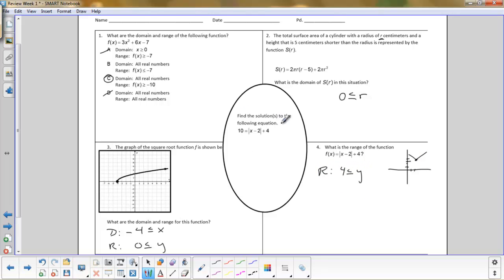Find the solution or solutions to the following equation. Make sure that you understand that absolute value always has 2 solutions, and you only begin finding those 2 solutions after you've isolated the absolute value symbol. 6 equals absolute value of x minus 2. Now we write our 2 equations. 6 equals x minus 2, and -6 equals x minus 2. That means I'm going to add 2 to both sides of this equation all the way across. And my answers are x equals 8 and x equals -4.